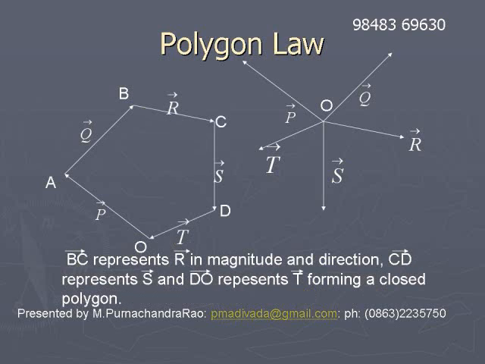BC bar represents r bar in magnitude and direction. Similarly, CD bar represents s bar and DO bar represents t bar, forming a closed polygon.